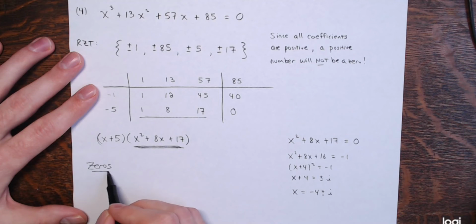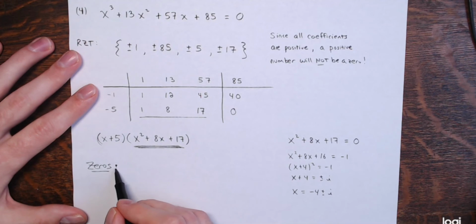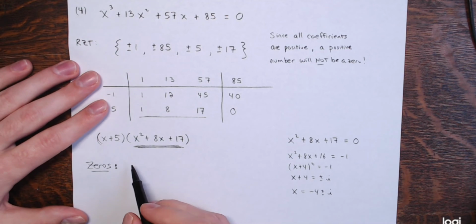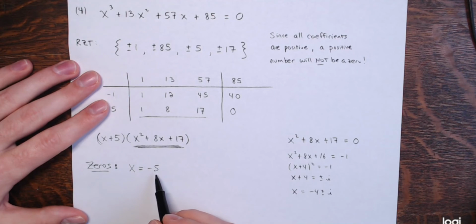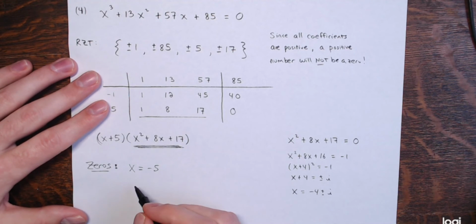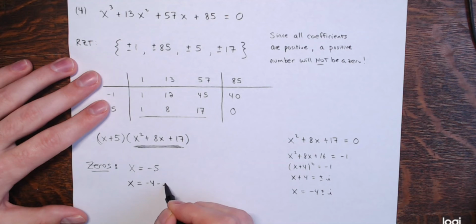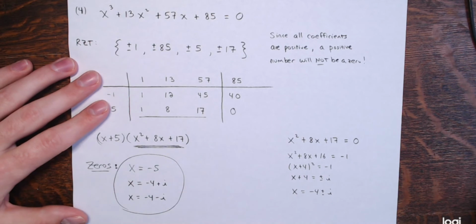All right, so degree 3 polynomial, I have found all three complex zeros. x equals negative 5, that's a real number, and so that's where the graph of that function would cross the x-axis. And then we have x equals negative 4 plus i, and then negative 4 minus i. There we go. That's what they want.